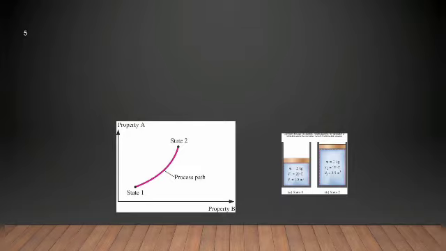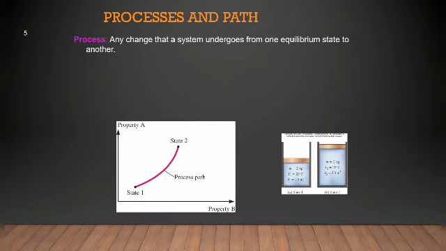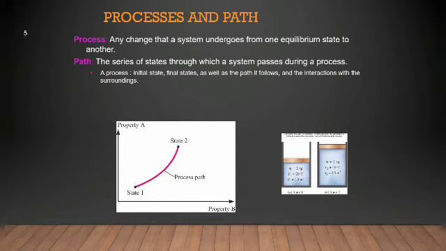Now we see the basic definition of process and path. The process is any change that a system undergoes from one equilibrium state to another equilibrium state. And the path is the series of states through which a system passes during a process. It is called the path of the system. The figure shows the process diagram.